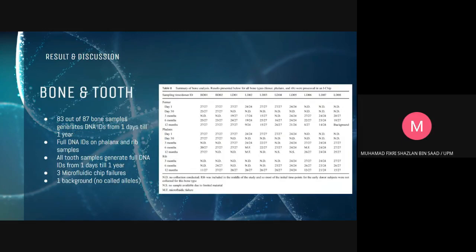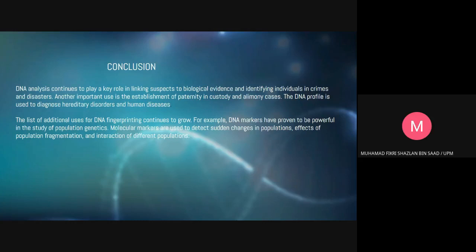For the bone and tooth, 23 out of 27 bone samples generated DNA IDs from 1 day till 1 year, with full DNA IDs on phalanx and rib samples. All tooth samples generated full DNA IDs from 1 day till 1 year. 3 microfluidic chip failures were observed, and 1 background null call allele was observed in the study. Next, for the conclusion.